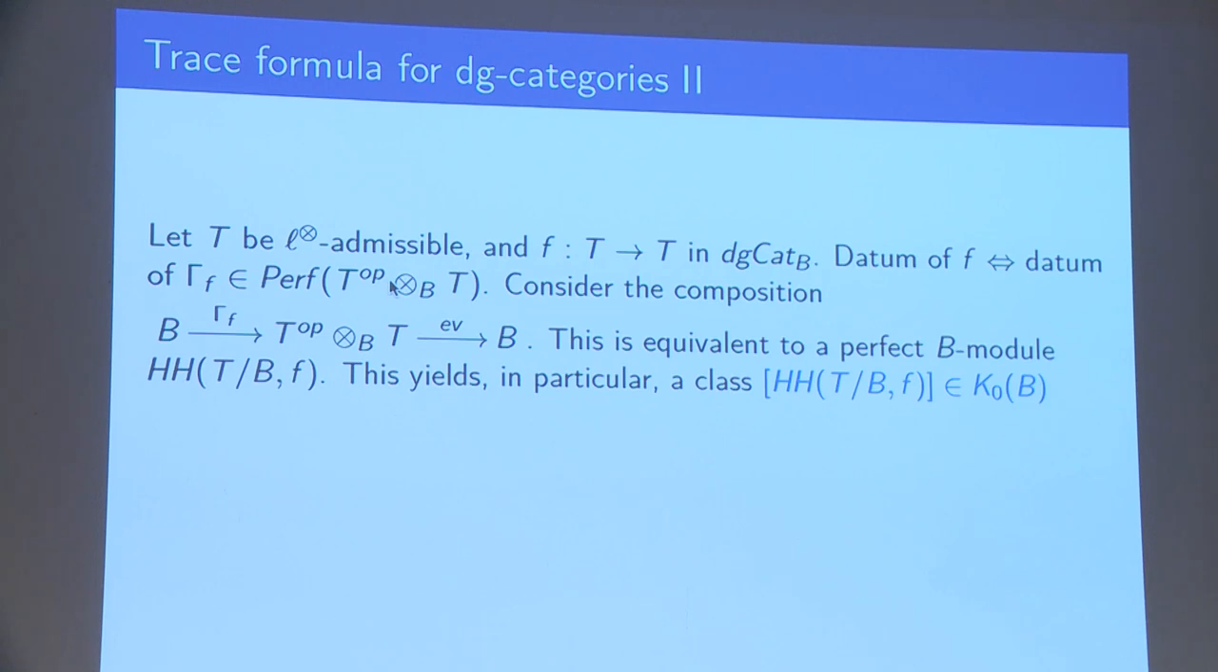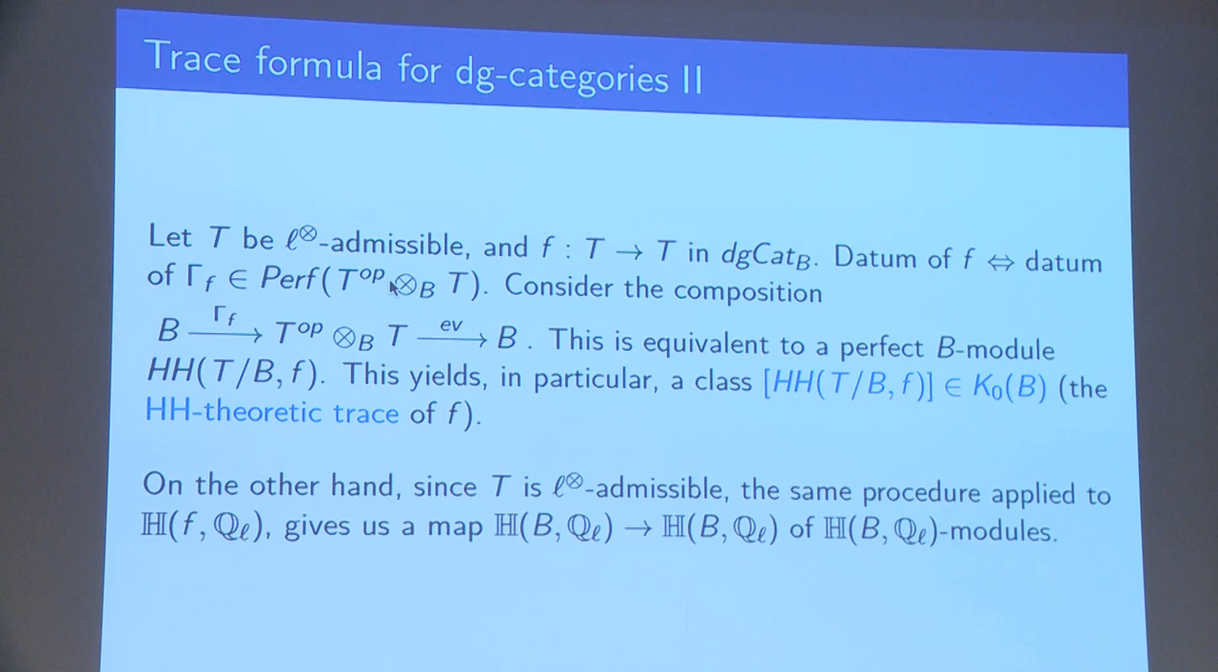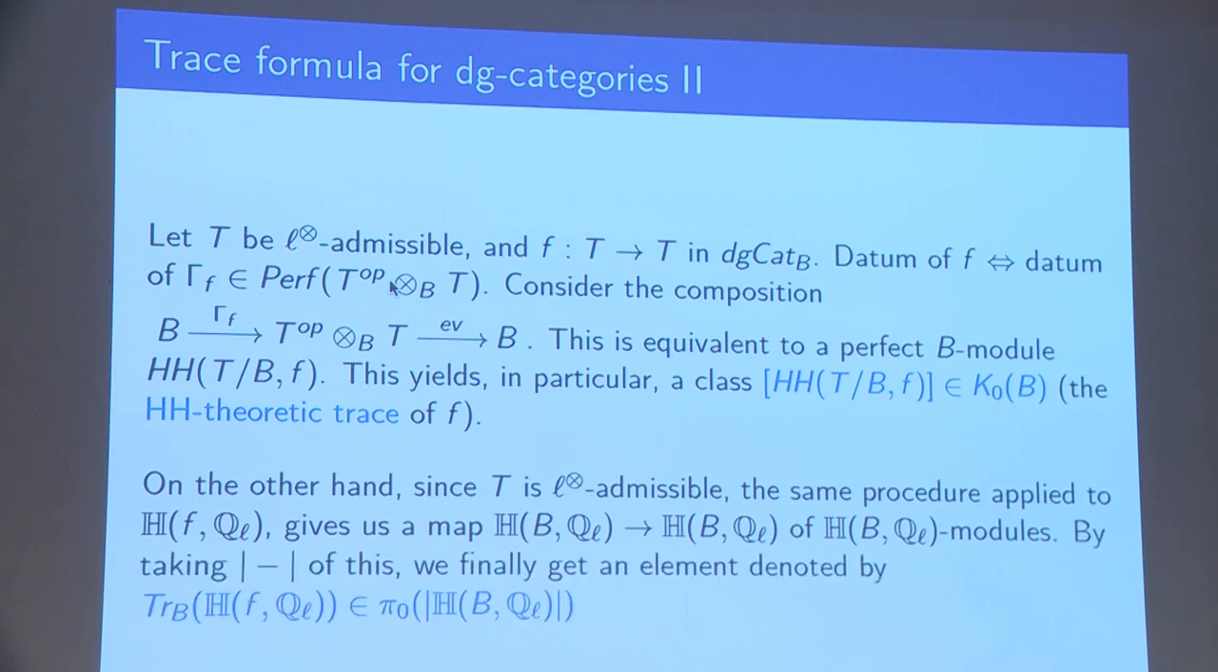And so I can take the class of this perfect complex in K0 of B, the algebraic K-theory of B, and I call this the HH-theoretic trace of F. But I can also apply H, the realization H_QL, to this. And by admissibility, we can play the same game with H of T, because now H of T, the realization of T, is dualizable. And I obtain a map from the realization of B to the realization of B, which, when I take the associated spectrum, is just an element in pi zero of the spectrum H_B. I denote this element by the trace over H_B of the realization of F, and I call this the Helladic trace. So we have an HH-theoretic trace of F and a Helladic trace.